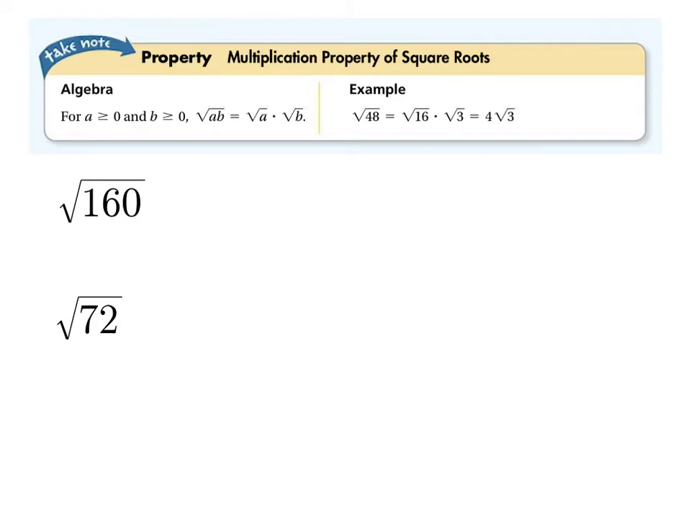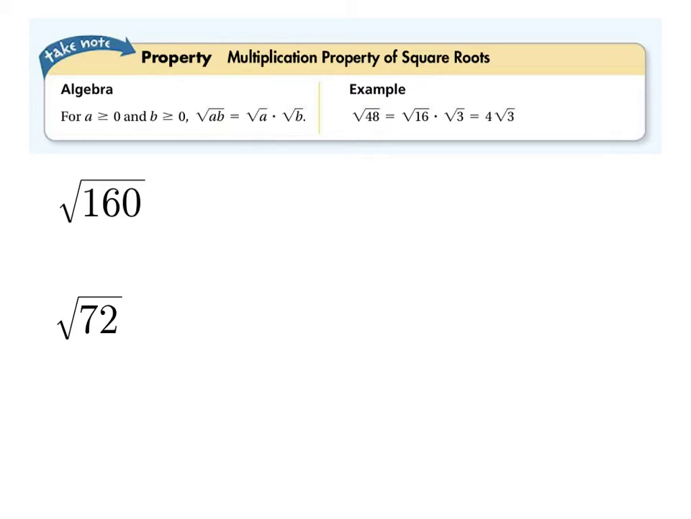Okay, let's look at this rule. This is the only rule we're covering tonight. Three pages of examples and we're done. When a is greater than or equal to 0 and b is greater than or equal to 0, the square root of a product, ab, can be split apart and become the square root of a times the square root of b. It doesn't work with addition or subtraction. Division we'll come to in the next video.